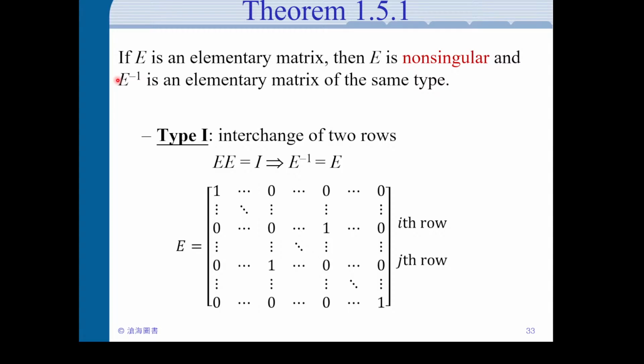Okay, and then we have a theorem that's talking about the inverse of the elementary matrix. If E is an elementary matrix, then you can always find E minus 1, and E minus 1 is also an elementary matrix. For example, if you have an elementary matrix that's an interchange of two rows, then the matrix itself will be its own inverse. That's because this matrix will do interchange of two rows, and if you interchange those two rows back, it will become the identity matrix.